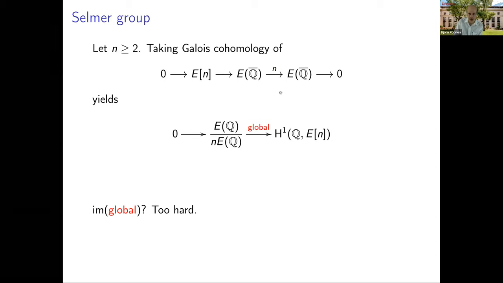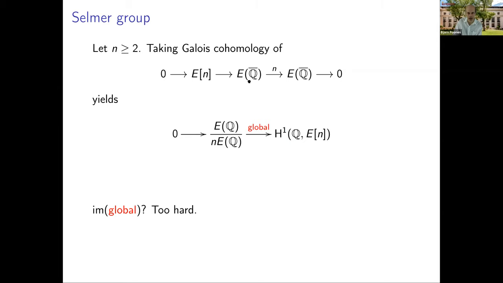If you're trying to divide a Q bar point by 2, you'd always be able to do it, because the multiplication by n map, I was saying 2, but the multiplication by n map, is surjective on geometric points, on Q bar points. And so you can always divide it. So you have a surjective map here, and you can define the kernel to be this. But now we want to look at what happens if you actually start with a rational point: can you divide it and get a rational point? And then there's going to be an obstruction coming from Galois cohomology.